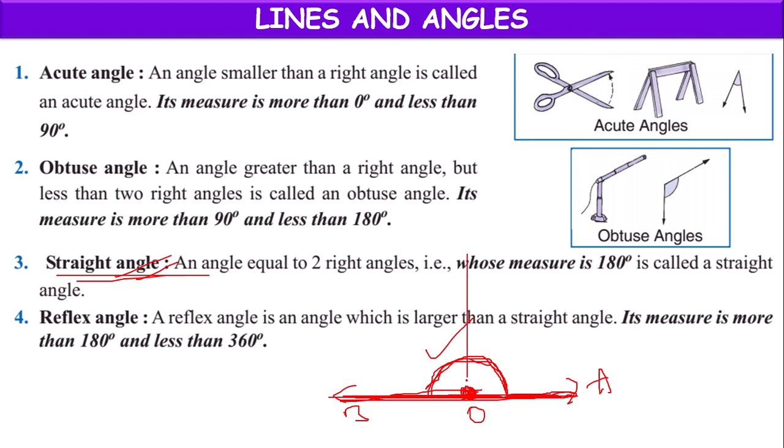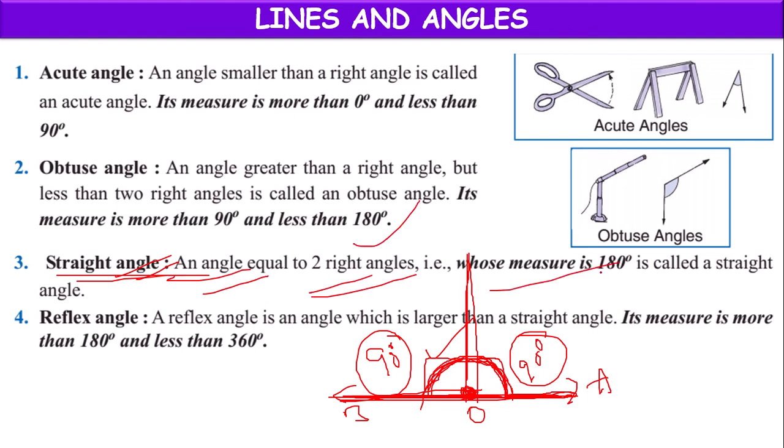If we draw one perpendicular line here, this part will be 90 degrees and this part will be 90 degrees. Means this 180 degrees straight angle is a combination of two right angles. So an angle equal to two right angles or whose measure is 180 degrees is called a straight angle.